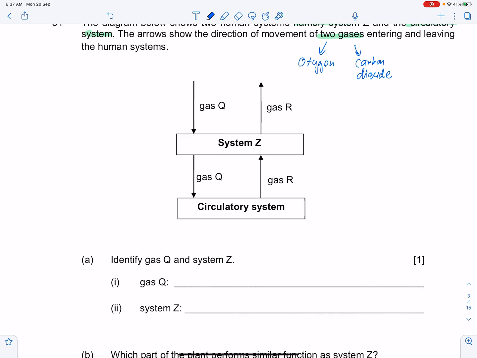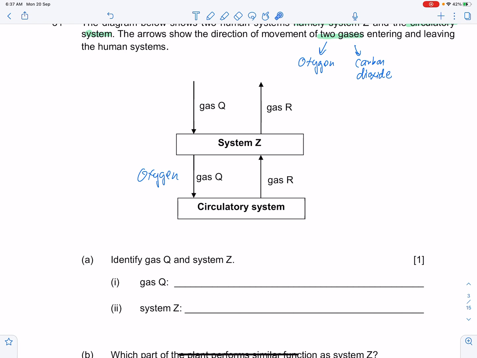So let's take a look at the diagram itself. So we know that something is going into your circulatory system and then coming out of it. Now we know that whatever is supposed to go into your circulatory system will be oxygen, because oxygen is needed to be delivered to all parts of the body. So therefore what you want to go into the circulatory system is your oxygen. Okay, your oxygen would be the one that allows your cells to respire, so you will need that.